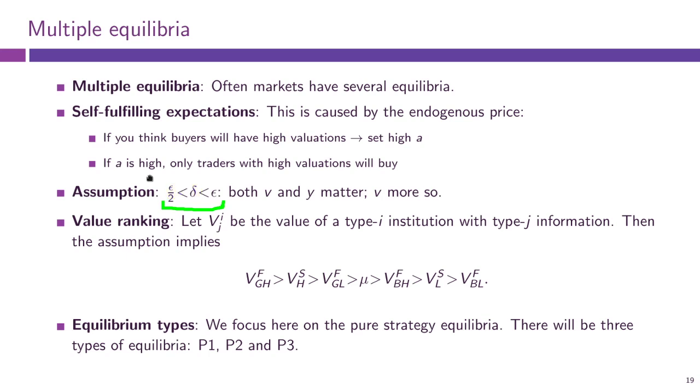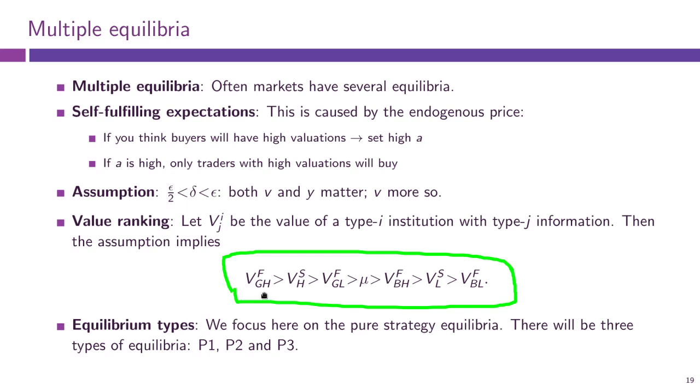So under this assumption, we will have a ranking on the values that the different traders have for the asset depending on their private valuations and the news. And this ranking will look like this, right here. So we have already said that fast traders with good news and high private valuation have the highest possible valuation for the asset, while fast traders with bad news and low valuation for the asset have the lowest possible valuation.